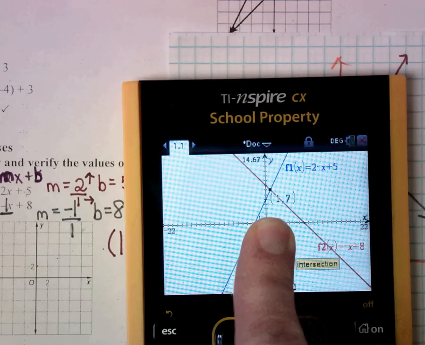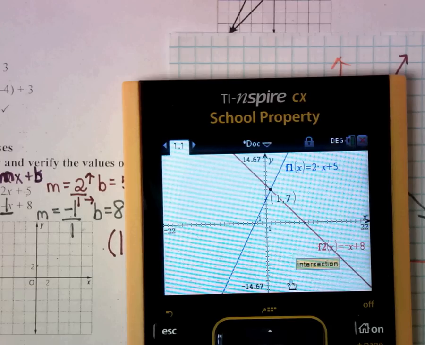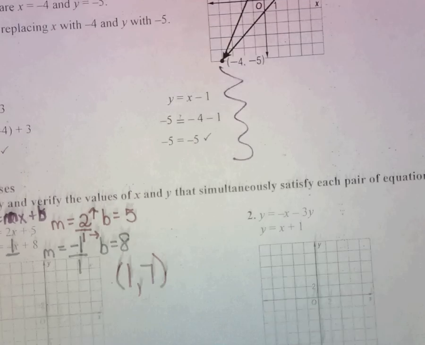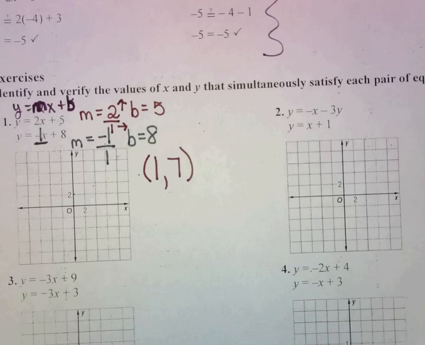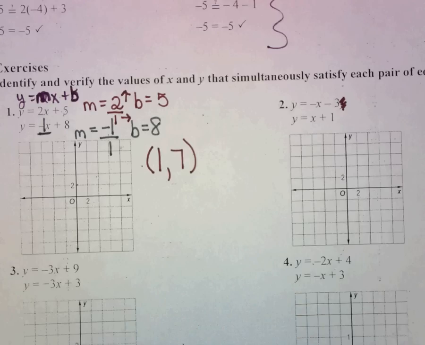So this is a second way that you could check your graph and make sure that your point of intersection is correct. Now, here's the trick, though. Here's the stipulation. You still have to graph these. I still want to see that you have graphed these equations. So graph your equations, find your point of intersection, then you can check it with your calculator or by plugging it in.